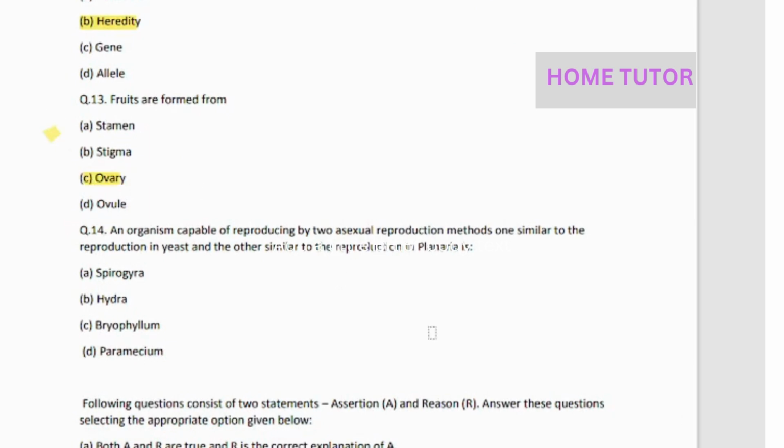Next question, question number 14. An organism capable of reproducing by two asexual reproduction methods, one similar to the reproduction in yeast and the other similar to the reproduction in planaria, is option A Spirogyra, option B Hydra, option C Bryophyllum, and option D Paramecium. So the answer is option B, Hydra. Hydra can reproduce by the method of budding similar to yeast, and also by regeneration as in the case of planaria.